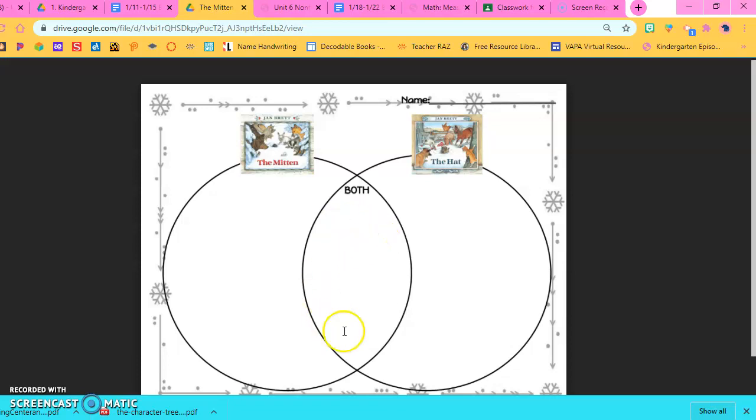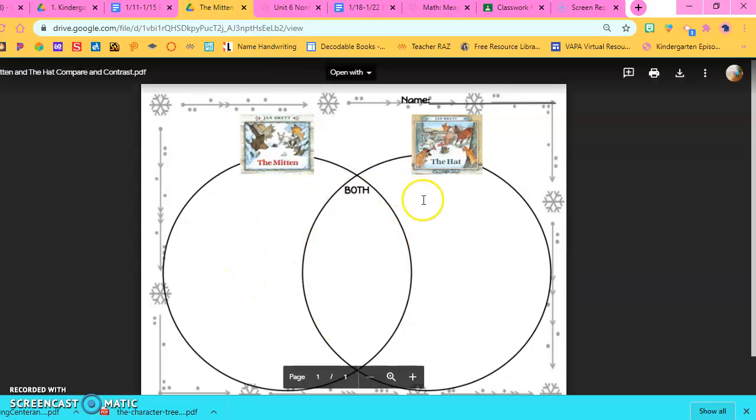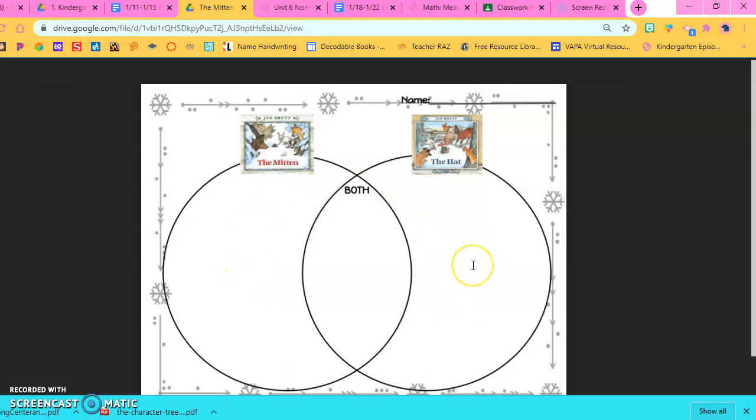Okay, so that goes in the overlapping part of the circle, and then the animals that are only in The Mitten go on this side, and animals that are only in The Hat go on this side. Okay, do your best, try your best, draw your pictures, and then sound it out the best that you can. And you guys will do a fantastic job.